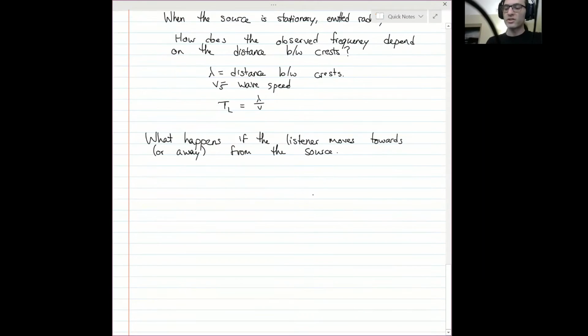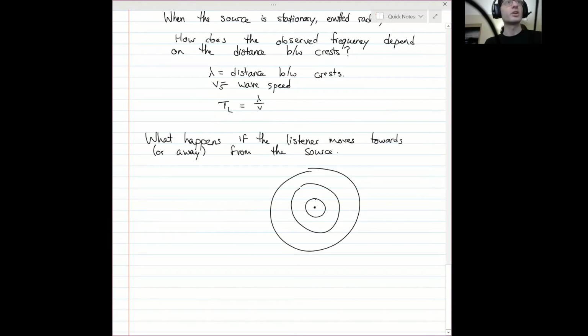So let me do my best to draw it. So we have our standard circles. Oh God, that's terrible. Oh boy, this is going to be rough. All right, so here's our source. This source sends out a crest once every t sub s seconds. That's the period as observed from the reference frame of the source.